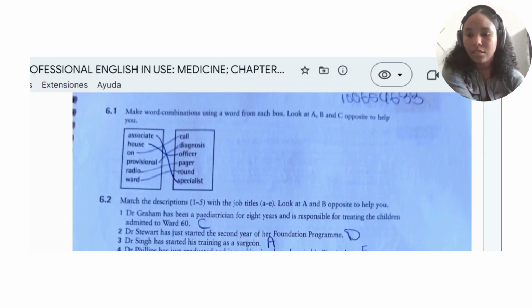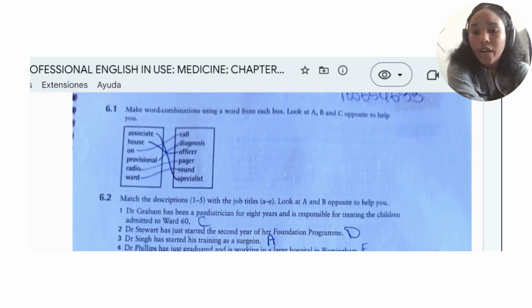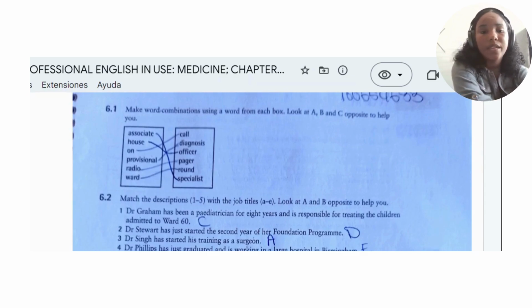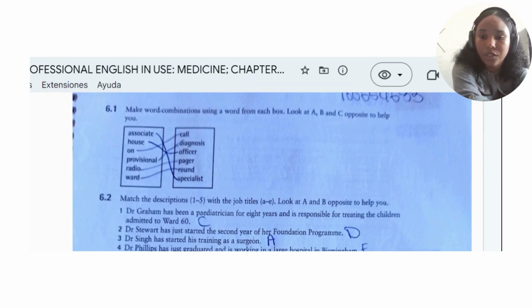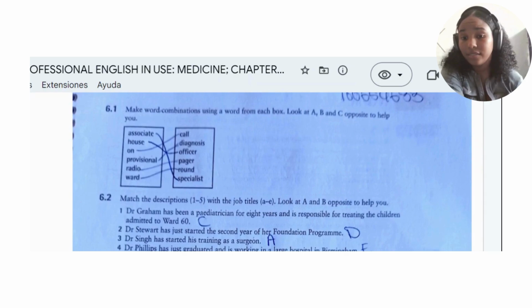Unit 6. Make word combinations using a word from each box. Look at A, B, and C opposite to help you. Associate specialist, house officer, on call, provisional diagnosis, radio pager, ward round.